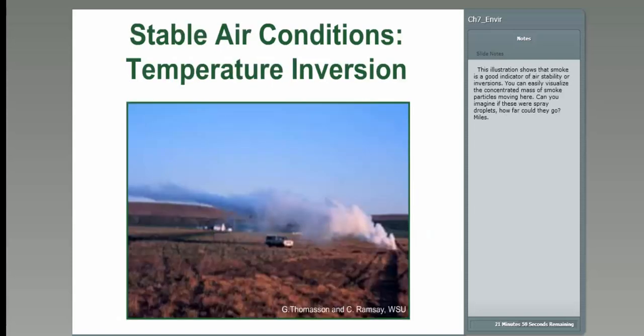This illustration shows that smoke is a good indicator of air stability or inversions. You can easily visualize the concentrated mass of smoke particles moving here. Can you imagine if these were spray droplets? How far could they go? Miles.